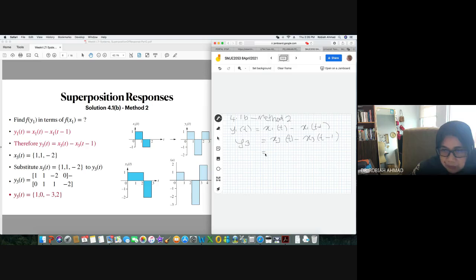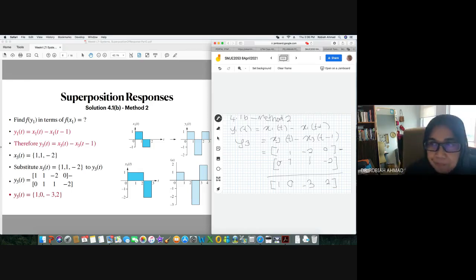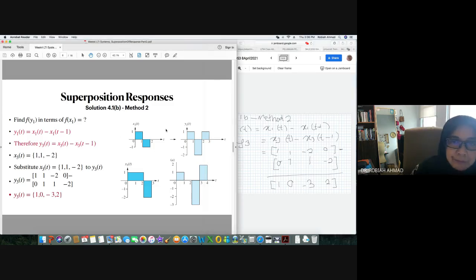And then we just put the value of x3. We had 1 1 minus 2, so 1 1 minus 2 0, and then the minus one is shifted 0 1 1 minus 2. So 1 minus 0 is 1, 1 minus 1 is 0, minus 2 minus 1 is minus 3, 0 minus minus 2 will be positive 2. Okay, can? No questions, means I just continue with the slides.